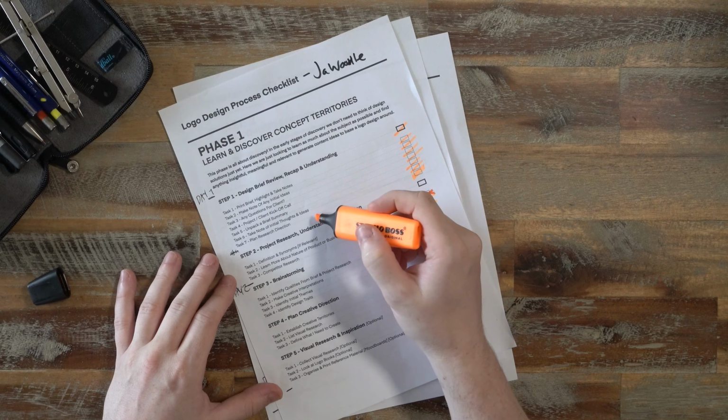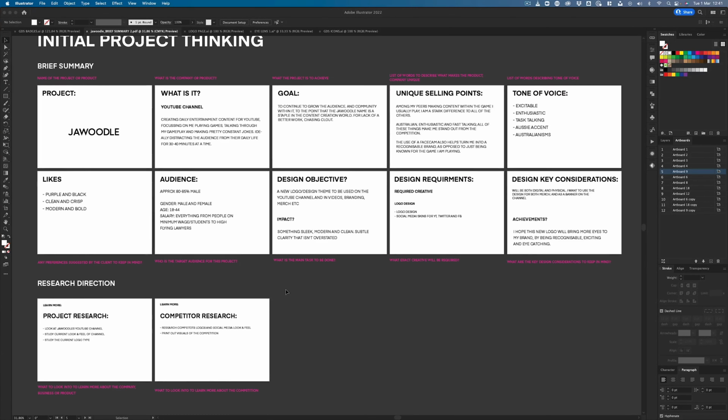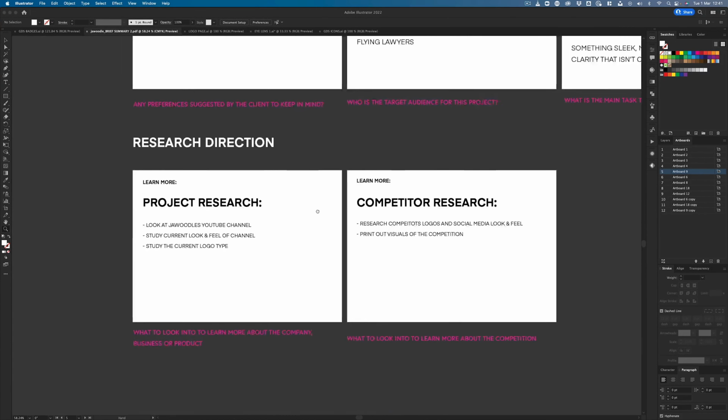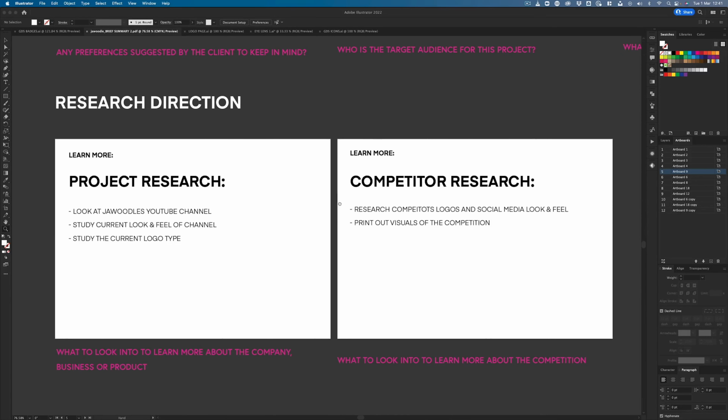So after that, I moved on to task 7, which is to plan research direction. So now I have the brief, I understand everything in the brief. It's time to do a little bit more research to gain more understanding about the project and the subject matter I am designing for. So here, this is the last section in my brief summary document. And here I'm taking into consideration the things I need to research and also some of the competitor research. So that was my step one.